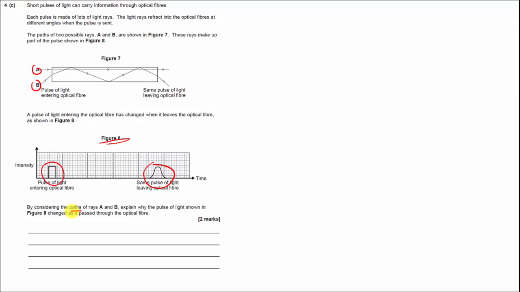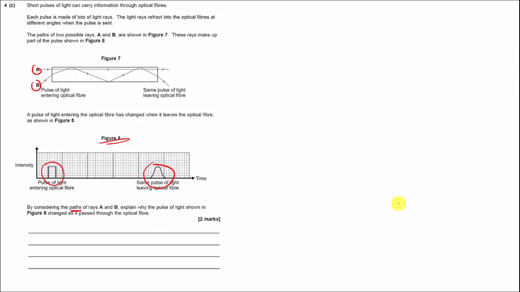The path. Right, so what path did you take to school in the morning? Your friend got there faster, or your friend got there later. Who took the shortest path? That's what you should be thinking. So by considering the paths of ray A and B, explain why the pulse of light shown in figure 8 has changed as it passed through the optical fiber. Let's go back to the school analogy, okay?